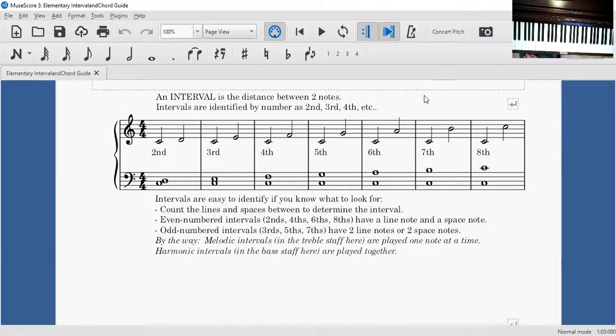Here's a little bit of information about intervals. Now, an interval is the distance between two notes, okay? We measure intervals by number. So C to D, for example, middle C and D, they're piano keys right next to each other, right?